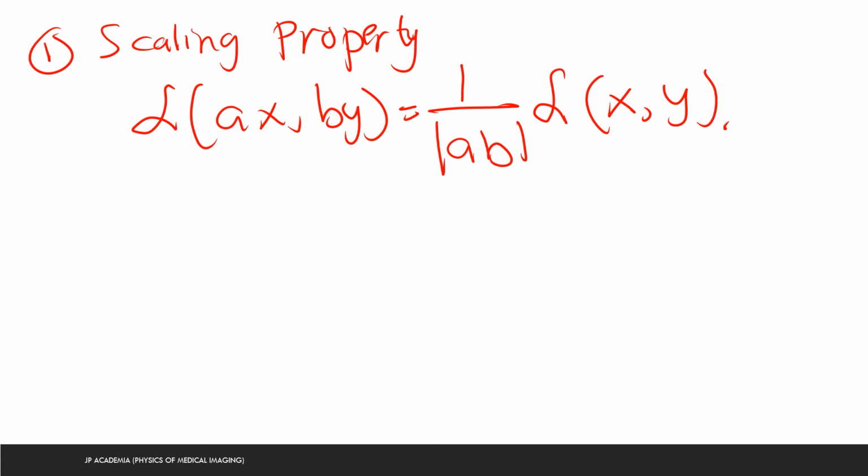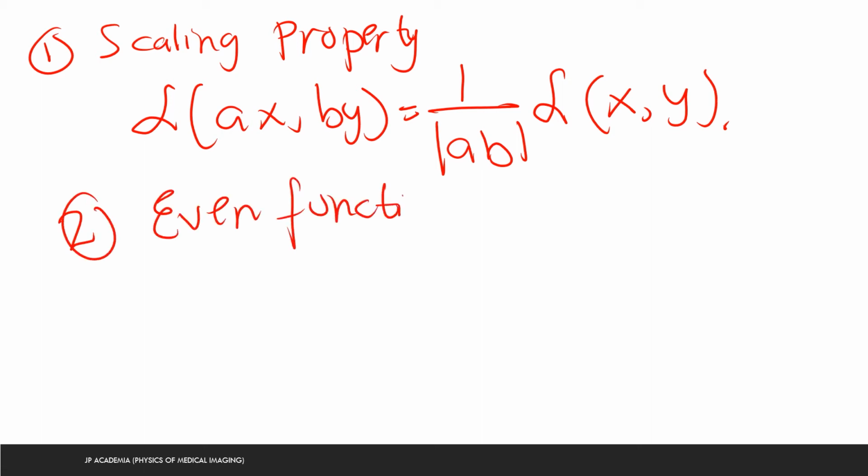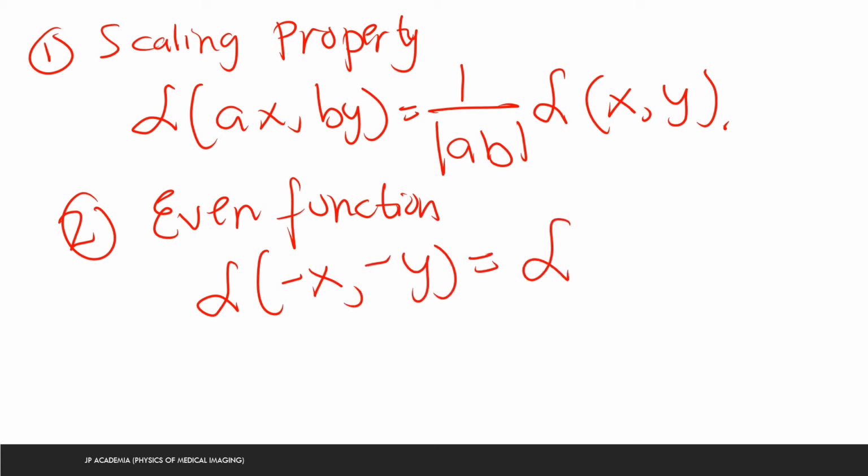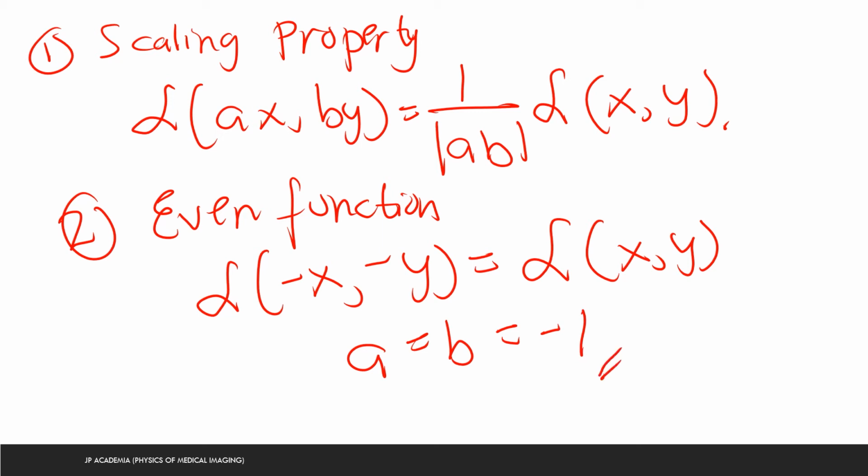Finally, we have another property of this point impulse. This point impulse is an even function. So for an even function, that is your Dirac function, let's say of negative x, negative y, this is equal to your Dirac function of x, y. That is to say, we set a, which is equal to b, to negative 1.